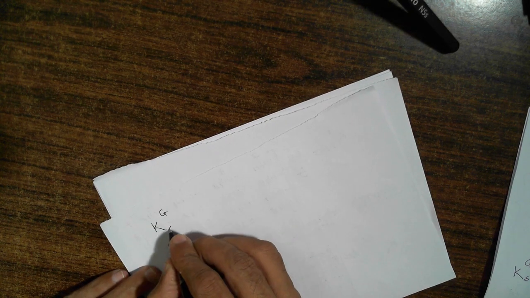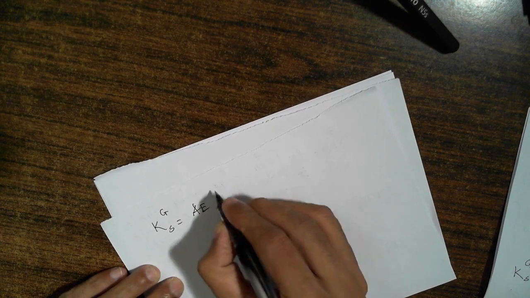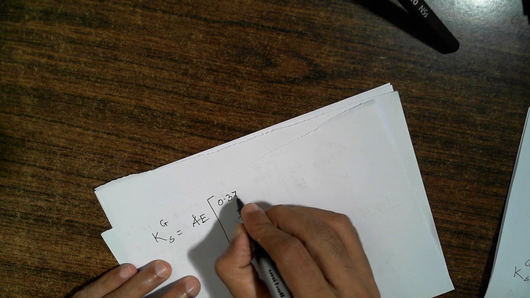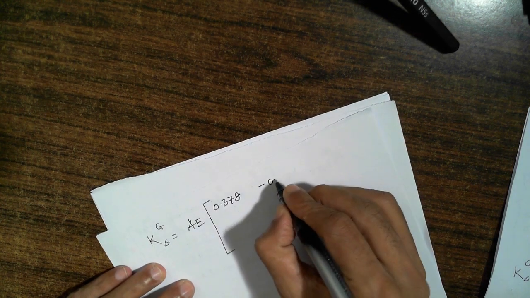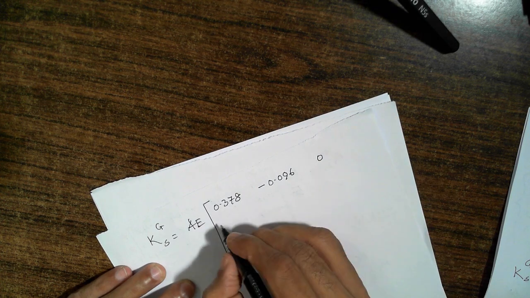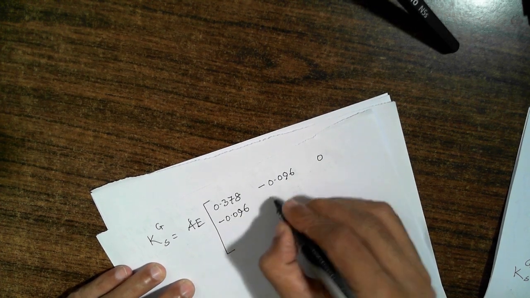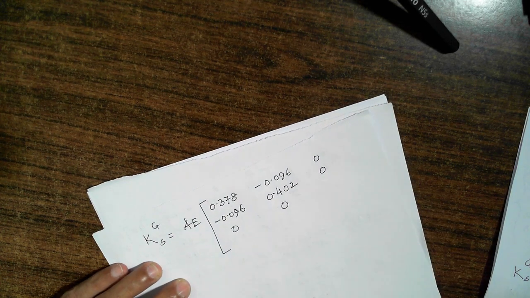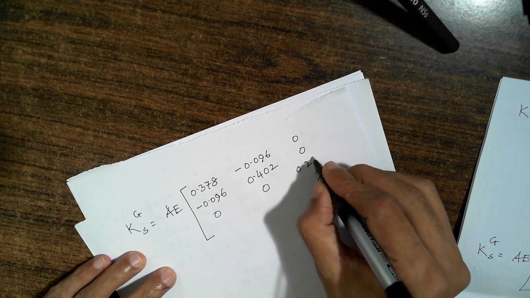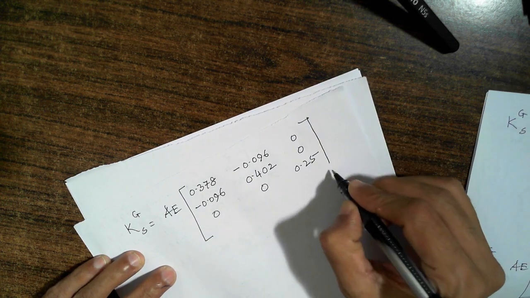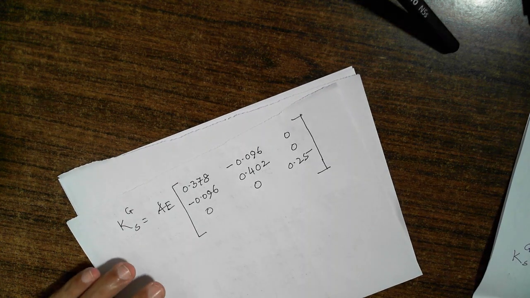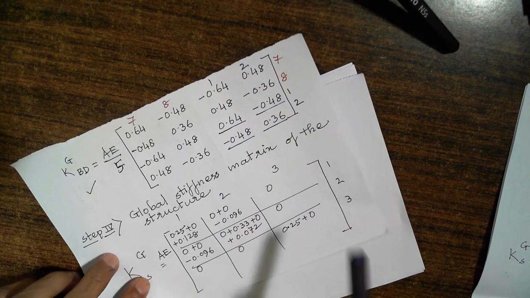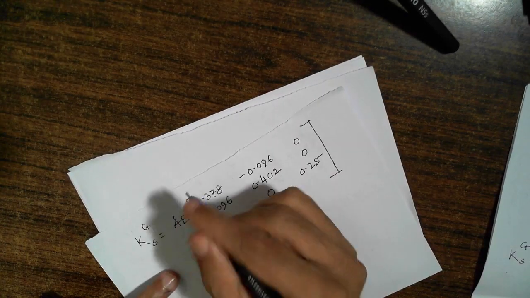K global for structure, AE common and 3 by 3 matrix. I just added these elements: 0.378, minus 0.096, 0, minus 0.096, 0.402, 0, 0, 0 and 0.25. This is my structure stiffness matrix which was assembled over here. This is what I had assembled. I just added these elements and got this 3 by 3 matrix.